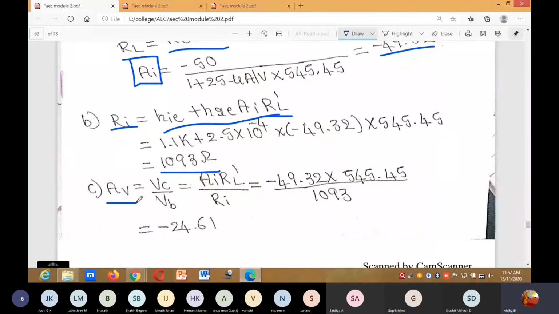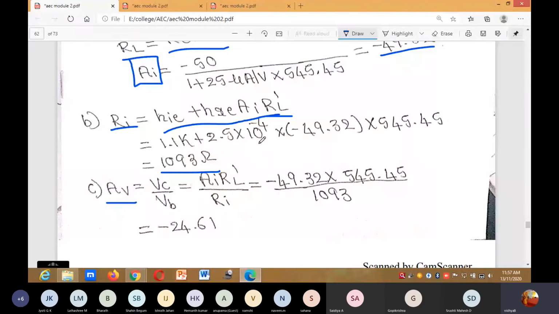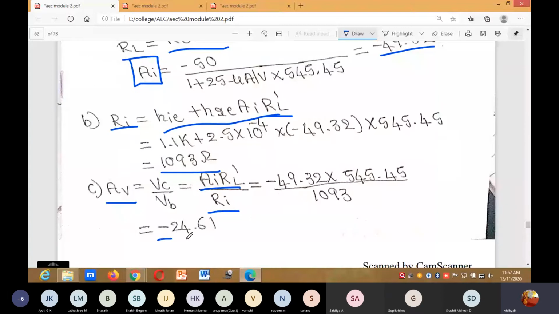Next, voltage gain. The voltage gain formula we have found out: voltage gain is equal to AI into RL divided by RI. As I said, instead of RL, in this problem we use RL dash. So we know all the values. Substitute: AI value is minus 49.32, RL dash value is 545.45 and RI value is 1093. So we get minus 24.61. That is the voltage gain.